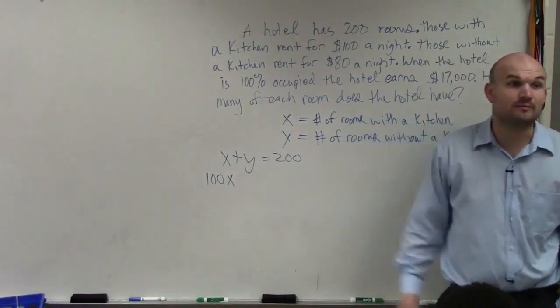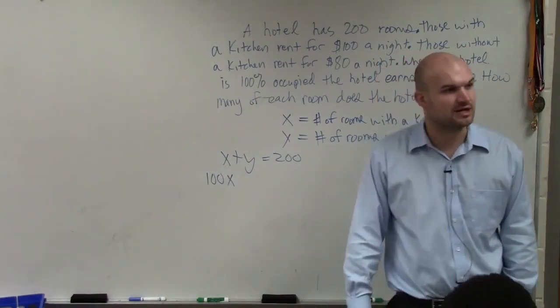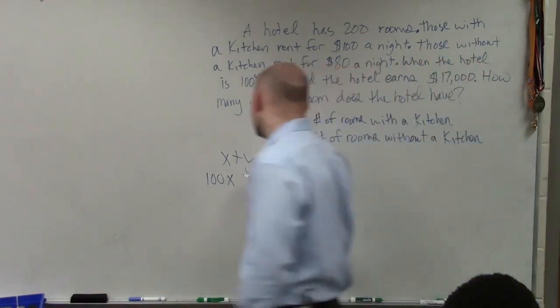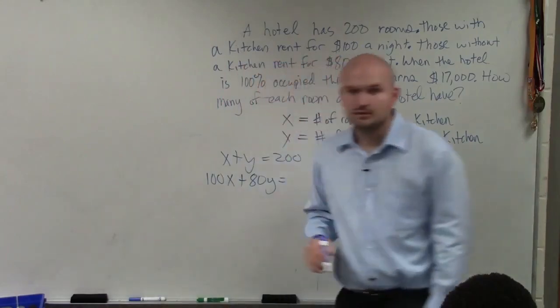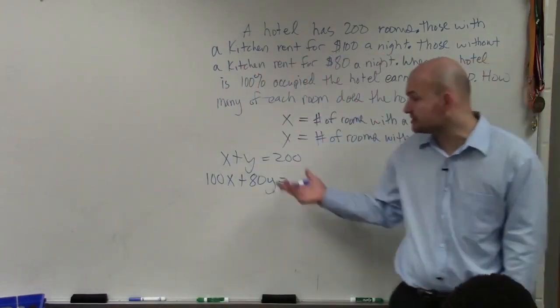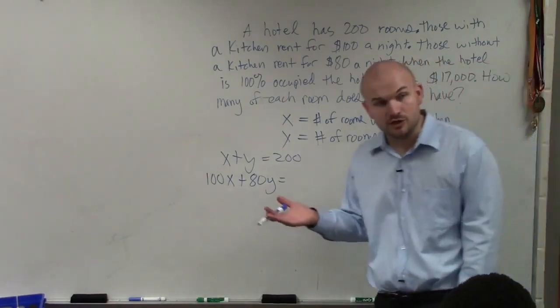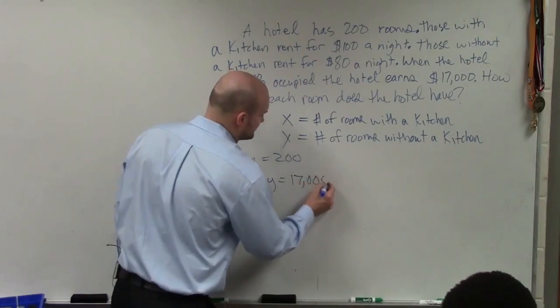If I said we rented out 17 rooms, how much money would that be? You just multiply 17 times 100. Right? Well, the same thing is for y. However many rooms we rent without a kitchen, we're just going to multiply that number of rooms by 80. And we know that the total revenue is $17,000.